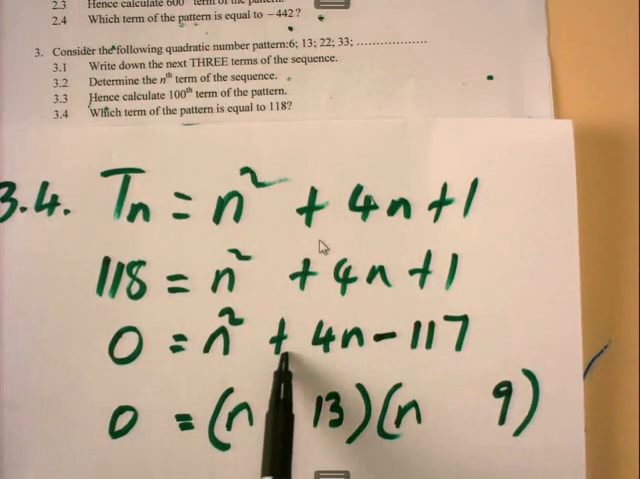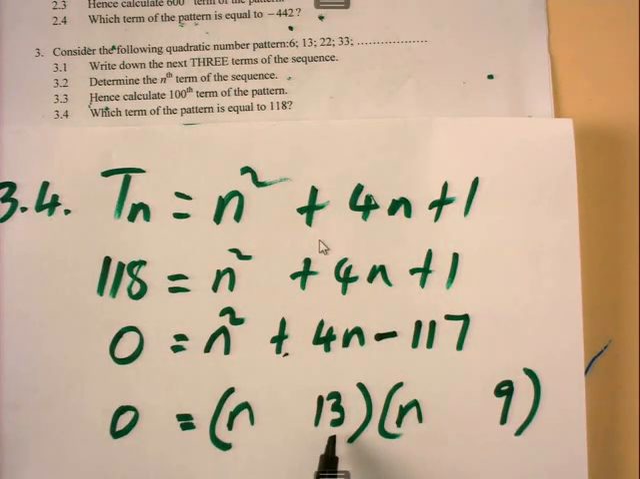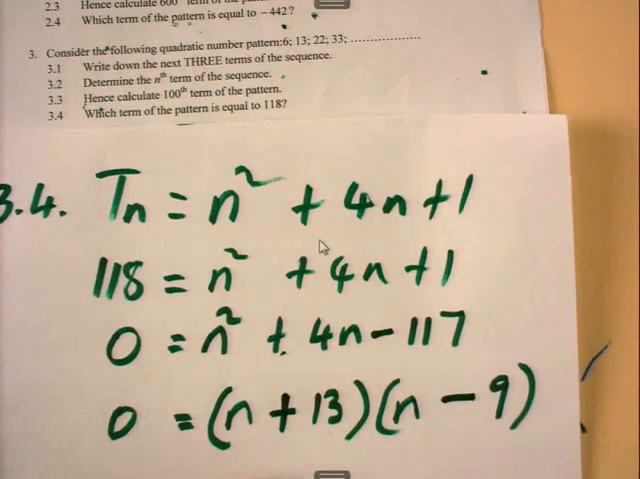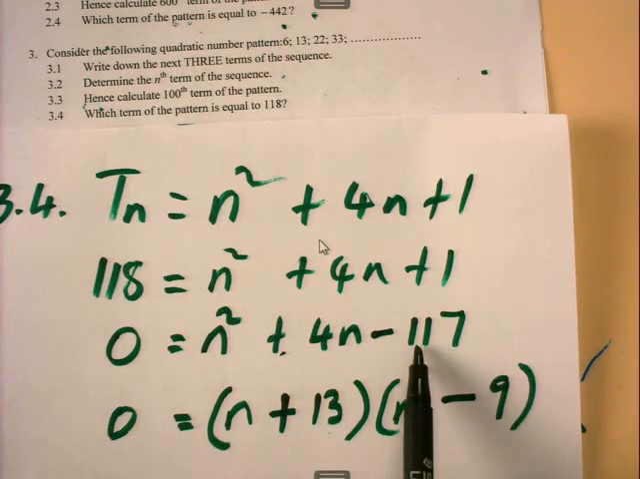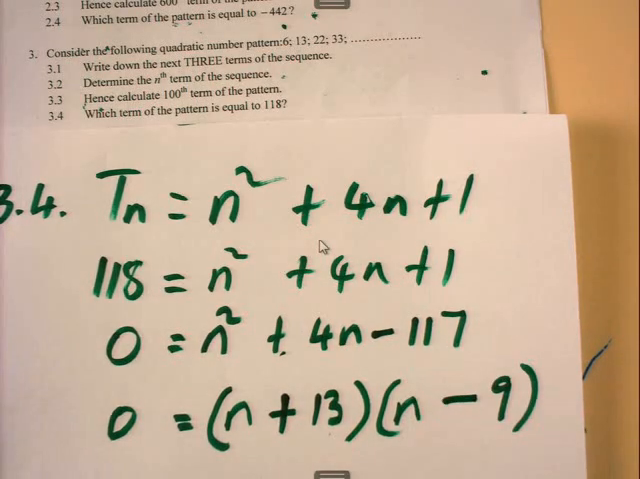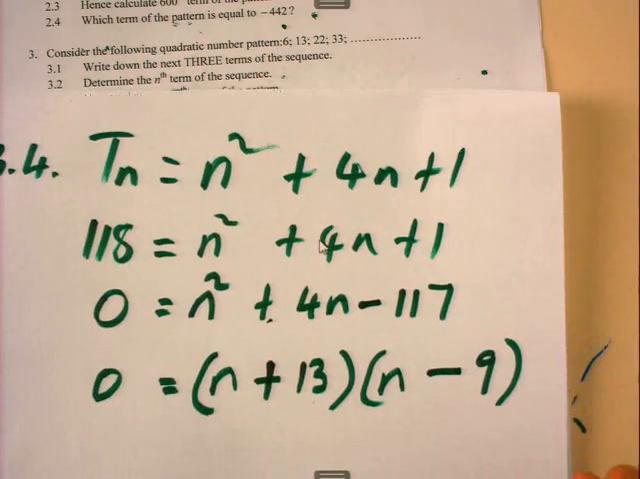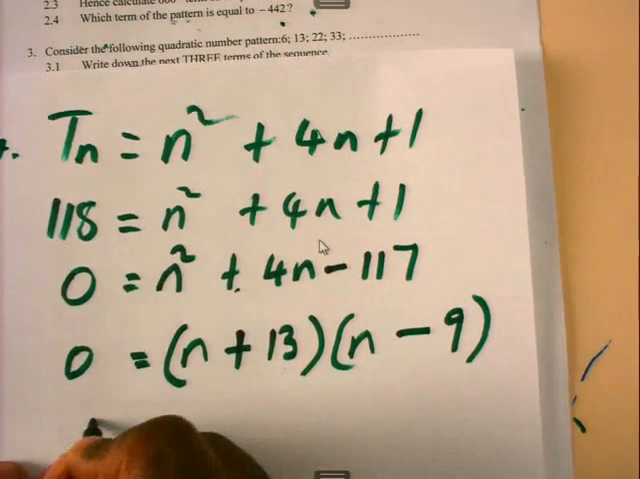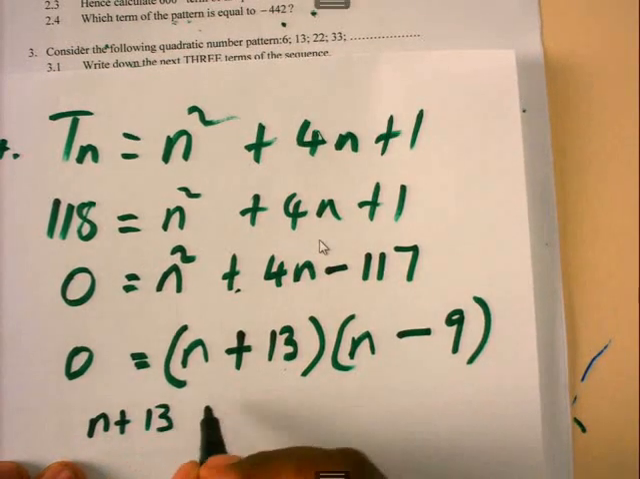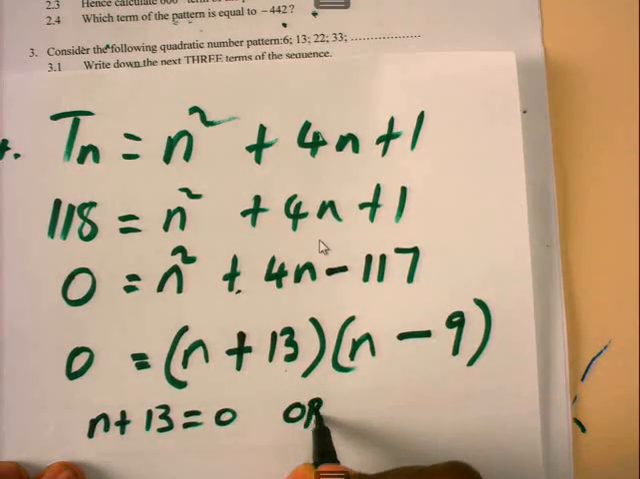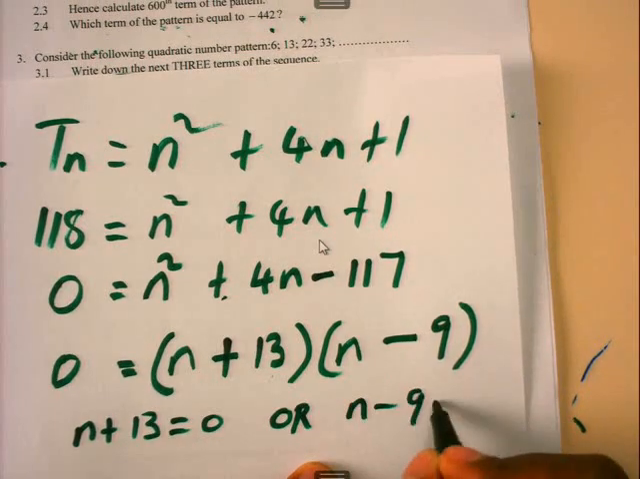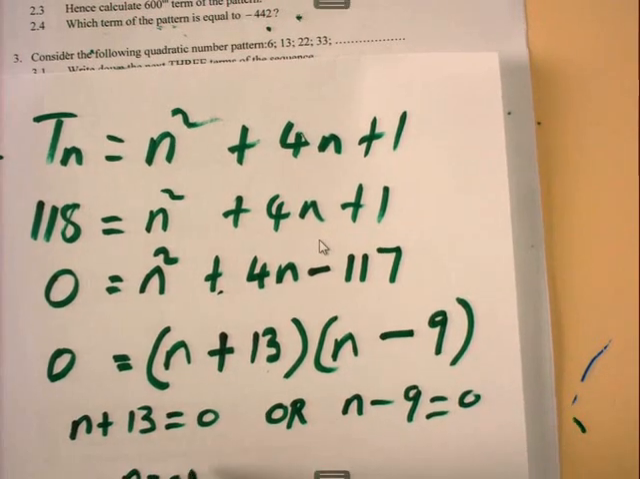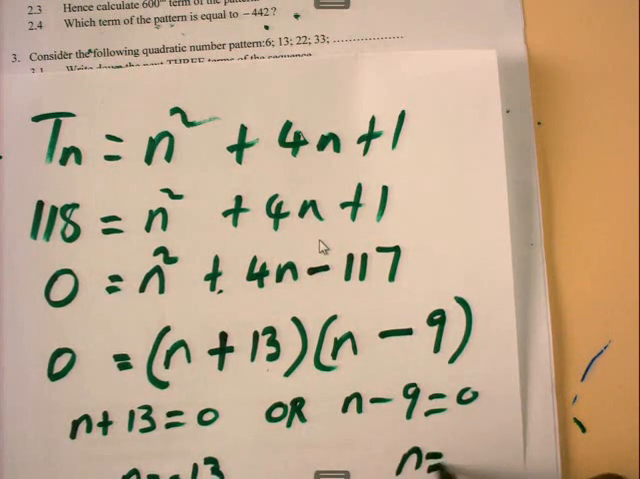Check the middle term is positive. If the middle term is positive, the bigger factor will take the sign of the middle term. I've got plus here, this one will be minus. It has to be plus and minus so that they give us minus 117. Now we solve for n. From quadratic equations, we know (n plus 13)(n minus 9) equals 0, therefore n plus 13 is equal to 0, or n minus 9 is equal to 0. Now we solve for n. Here n equals negative 13. Here n equals 9.